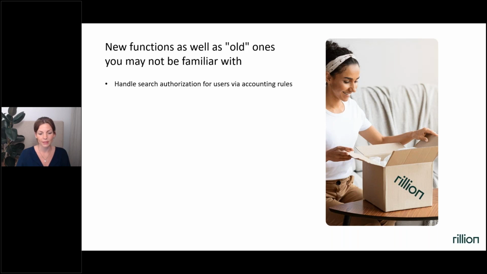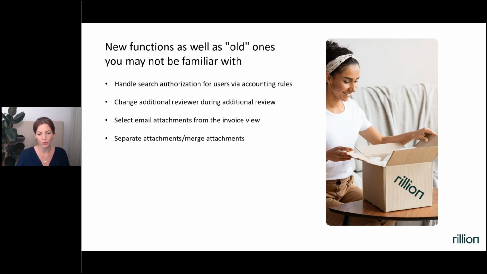And first one is handle search authorizations for users via accounting rules. This is a quite new one. So in the same way, I will go through them here in the slide, and then I will show you in the system. Next one, how you change additional reviewer, additional review. How you select email attachment from the invoice view when you're emailing invoices outside of the system. How you separate attachments or merge attachments. How you export PDF with the coding. How you save favorite searches.